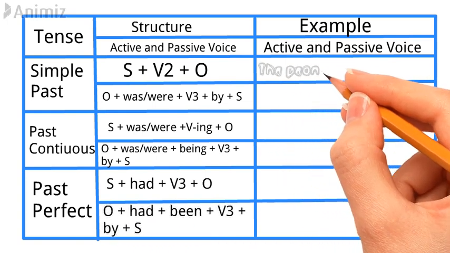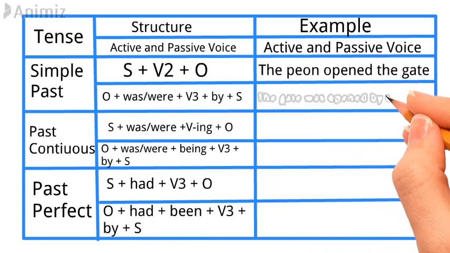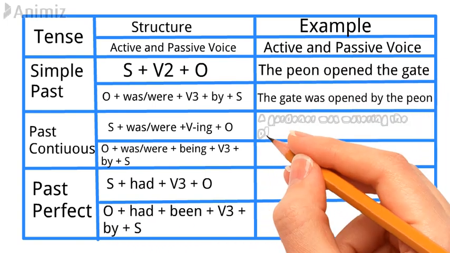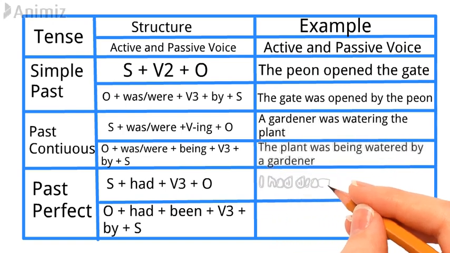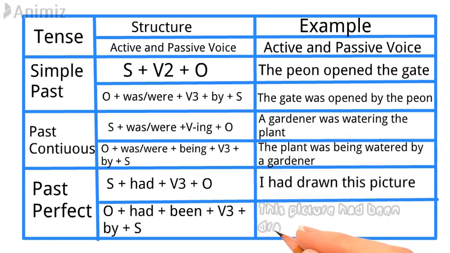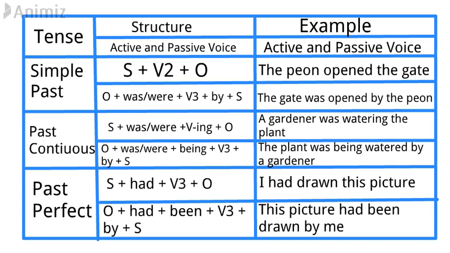So before you, the example is presented. The peon opened the gate. The second form of the verb open is opened. For the structure of passive voice, we take the object in the place of the subject plus was or were according to the object, and third form of the verb by plus subject. Here, the gate was opened by the peon.